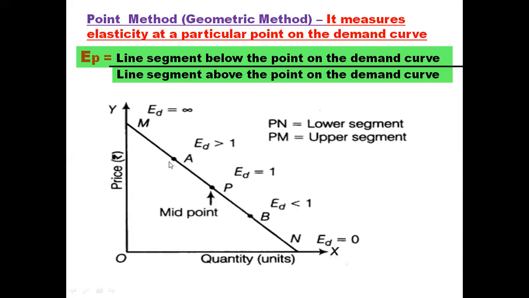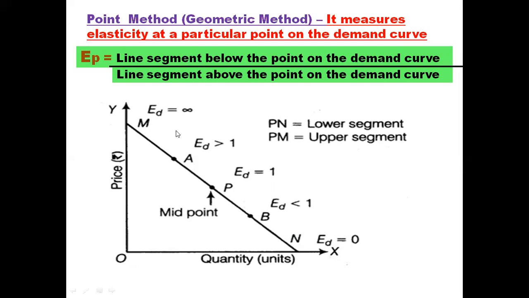Now we come to this point. Suppose elasticity is greater than 1. Why? Let us see the formula. The line segment below the point is AN and above the point is MA, so AN divided by MA. AN is a bigger segment, the lower segment is bigger, so AN by MA will give us a bigger number. So elasticity will be greater than 1.